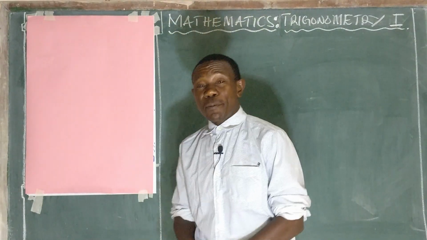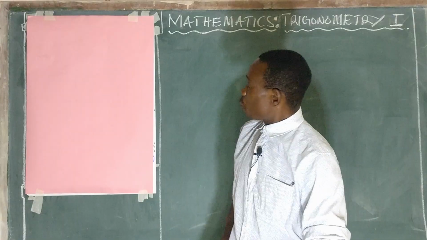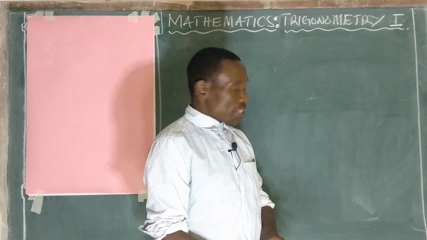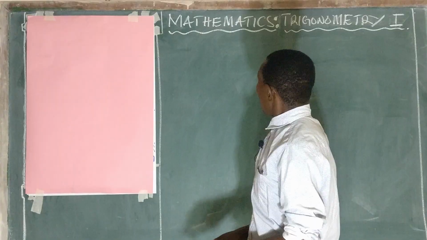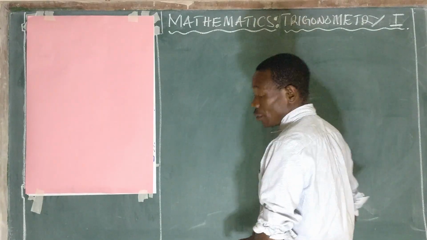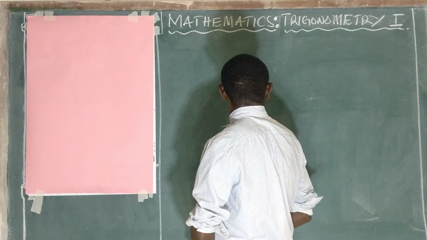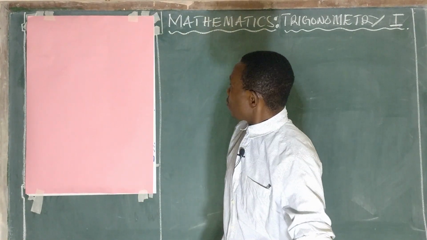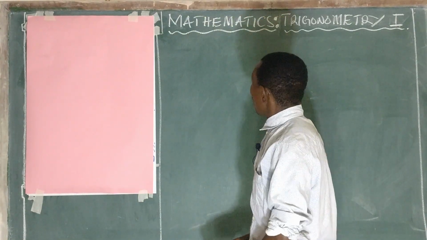If somewhere you have a paper, I would urge you to do the scribbling here and there. Without wasting much of our time, let us first of all define the terminology, trigonometry, and after that we need to see the objectives of the topic.